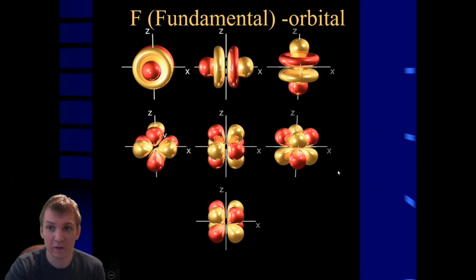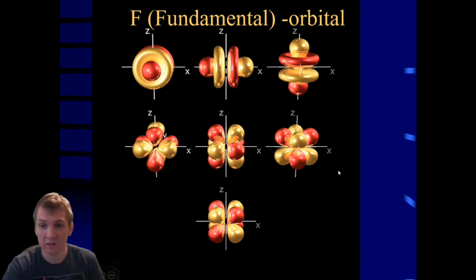And then finally, there's the fundamental orbitals. These orbitals are really intense, and this is kind of reserved for the much larger atoms, probably like the biggest ones on the periodic table. We're not going to talk too much about these. We're mostly going to be looking at s and p orbitals, and sometimes d orbitals as well.